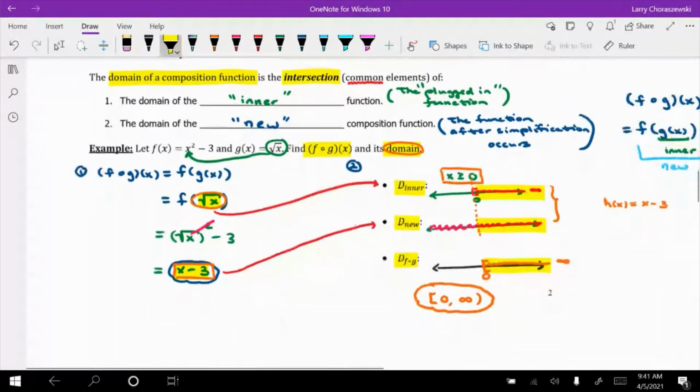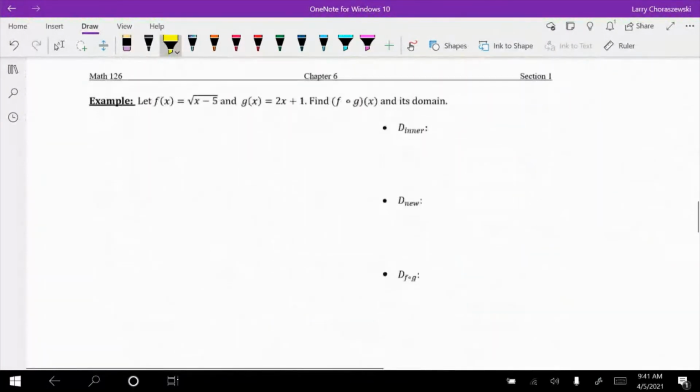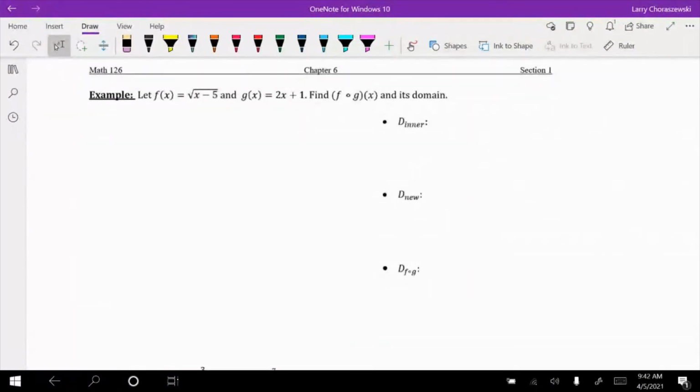Let's try this again. So 2 different functions, same instructions. Another 2-parter. We're going to want to find the composition function as well as the domain. So can I give you folks a moment to form f of g of x? All right, once you do that, if you see any opportunity to simplify, you may do so. We'll go over it and then we'll take care of the domain together.